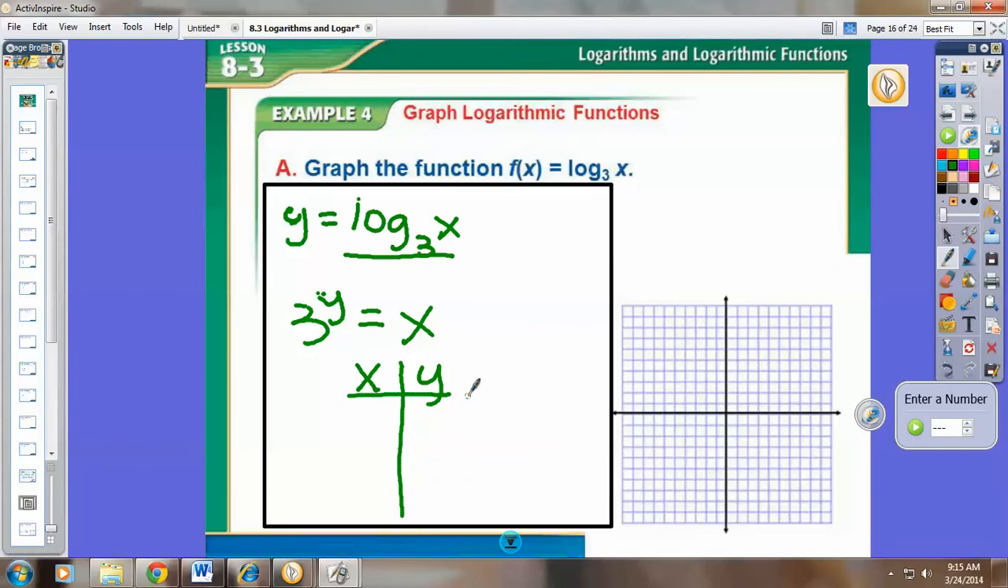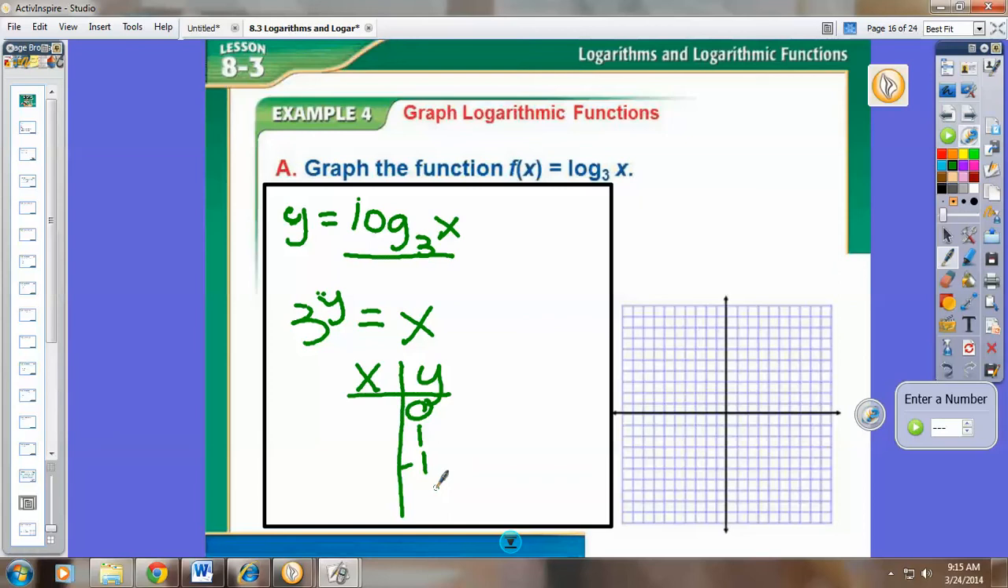Now, in this case, am I going to pick values for x? No. It's not going to be easy to solve for y if you're picking them for x. You want to instead pick values for y, because it's much easier to take 3 to the 0 power, 3 to the first, or 3 to the negative 1 power, isn't it? Okay? So I'm going to, just like on exponentials, try 0, 1, and negative 1 to get an idea of what your graph's going to look like.